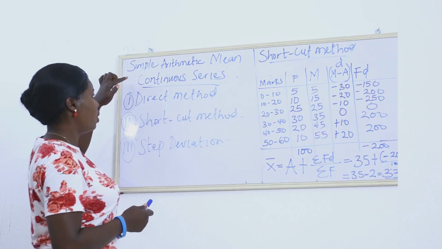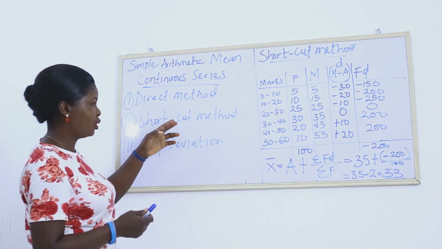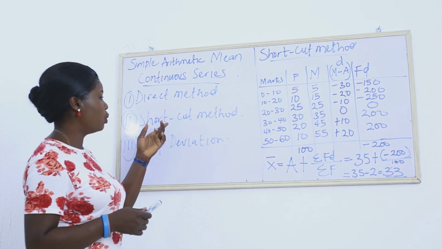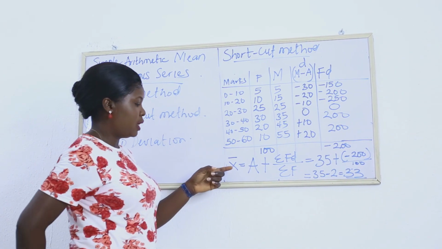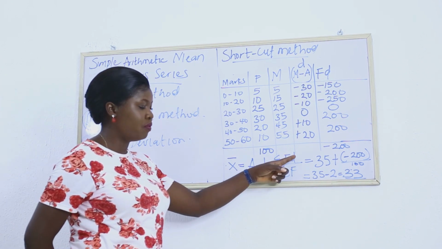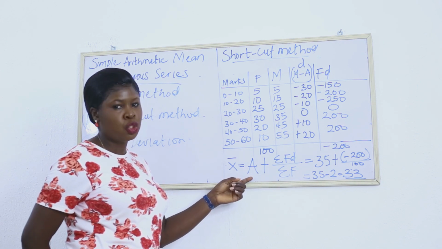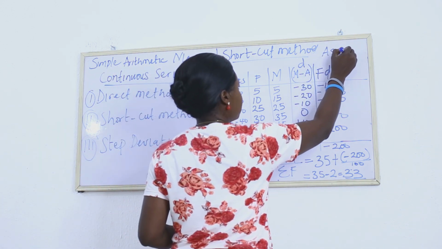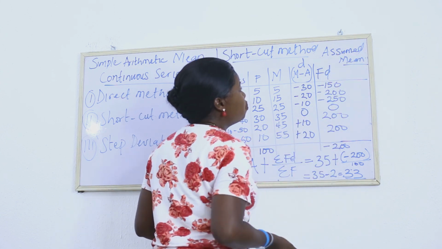33. Still under the continuous series, we'll be looking at the second method, which is called the shortcut method. Although sometimes I call it long cut, statistically we call it the shortcut method. And what does the formula for the shortcut method say? The formula says x bar, which is the mean, is equal to A plus summation fd all over summation f. A is always called the assumed mean. And what does assumed mean mean?